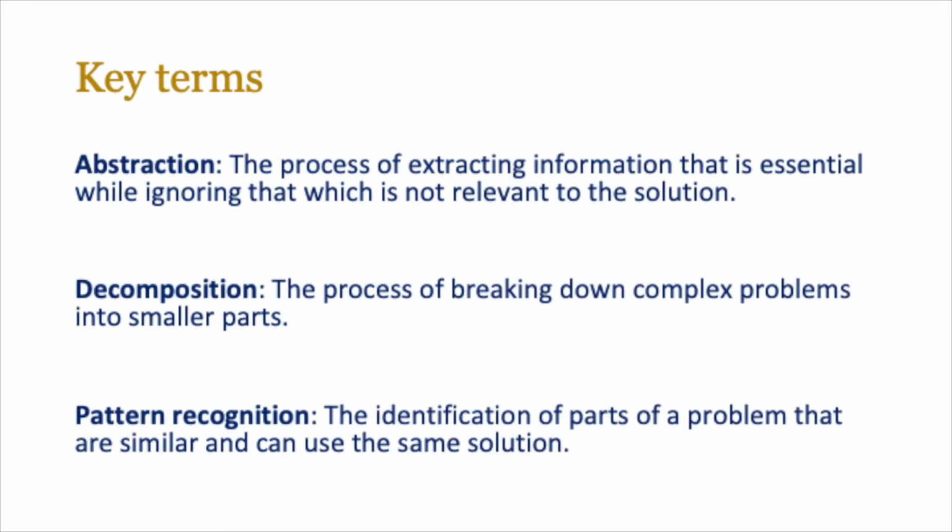For a new unit, these are some of the terms which will come up again and again, so you need to be aware of their definitions. What we mean by abstraction is that it's a process of extracting information that is essential while ignoring that which is not relevant to the solution. The best way to think of that is a map. Often you can have maps where we remove features like how the house looks down the street, or what the park looks like, and we just focus on things like street names.